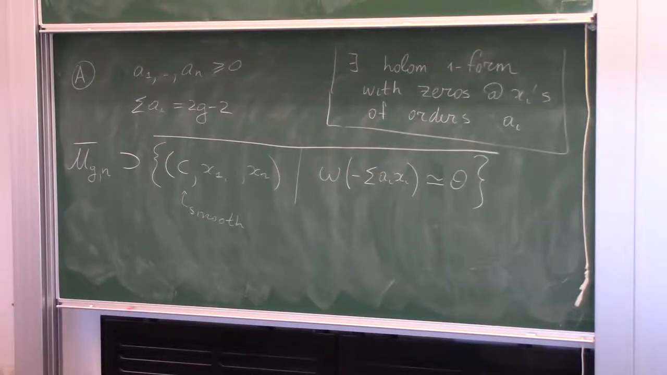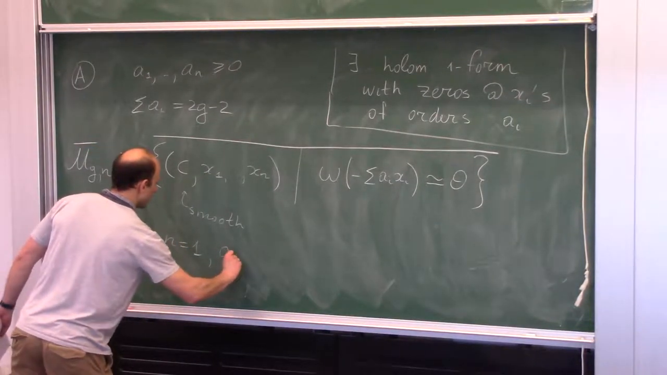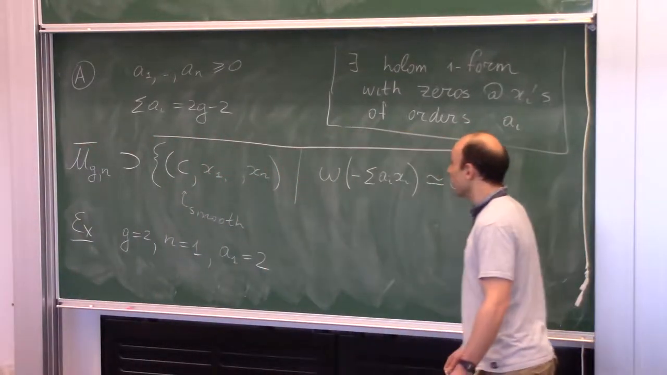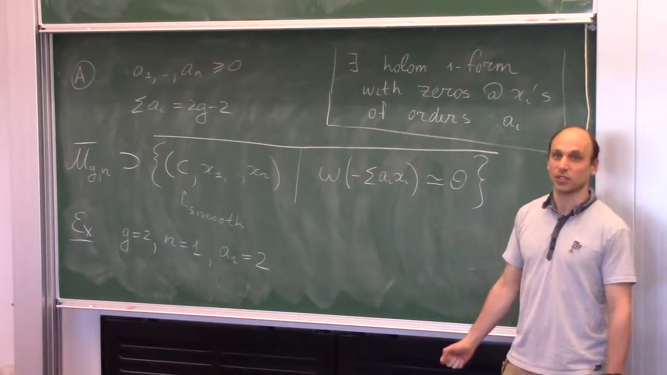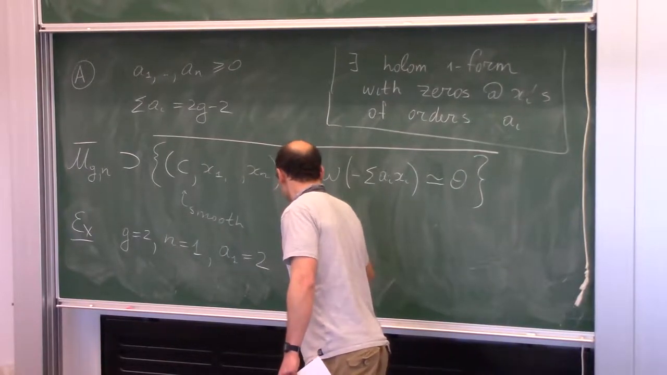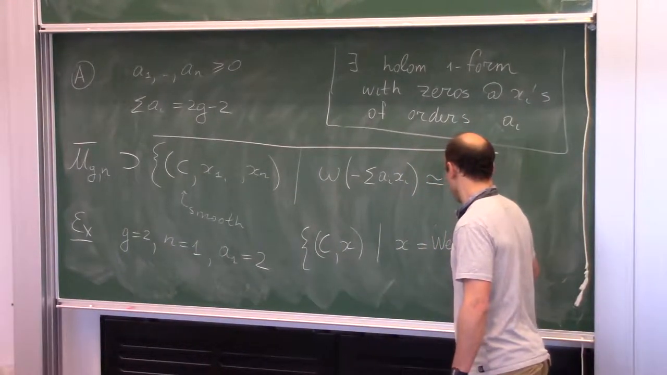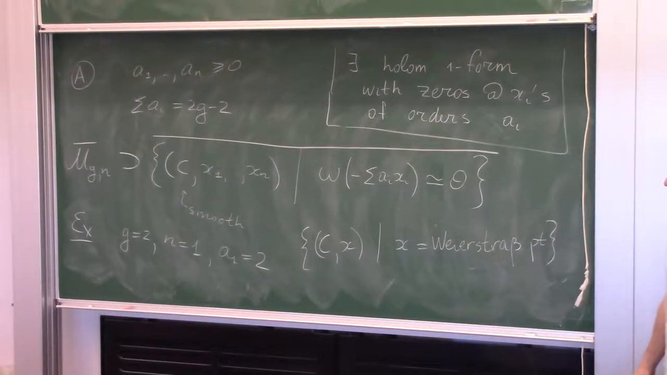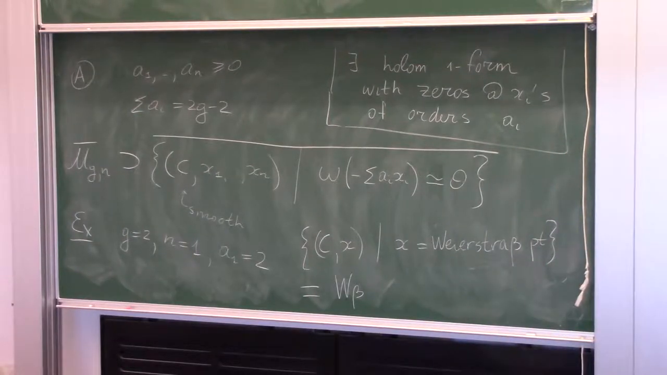So let me give you the simplest example. The simplest example is I take g equals 2, n equals 1, and a_1 equals 2. So I'm looking for genus 2 curves with one marked point such that there is a holomorphic one-form with a double zero at this marked point. Right? So this is the locus of (C, x), C of genus 2, such that x is a Weierstrass point. So I call this the Weierstrass locus. And that's the simplest example of the holomorphic locus.